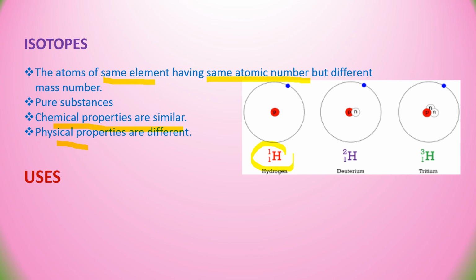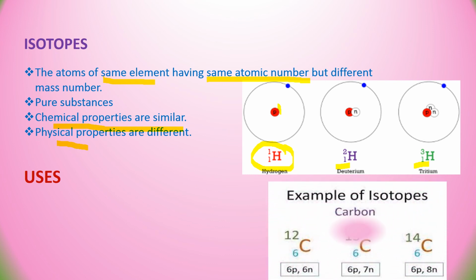You can see hydrogen 1, 1. The bottom side, as I told you, is the atomic number. Here also atomic number, here also atomic number, same. But see the mass number. Now, how to calculate mass number? By counting the number of protons and neutrons. So see here, one proton, so mass number 1. Here one proton plus one neutron, so 2. And here one proton plus 2 neutrons, that is 3. So see, atomic numbers are the same but the mass number is different.